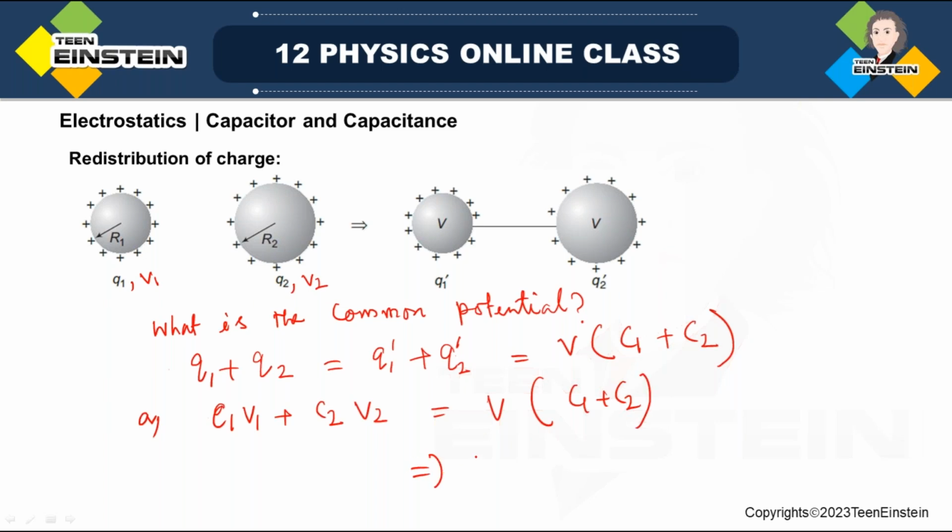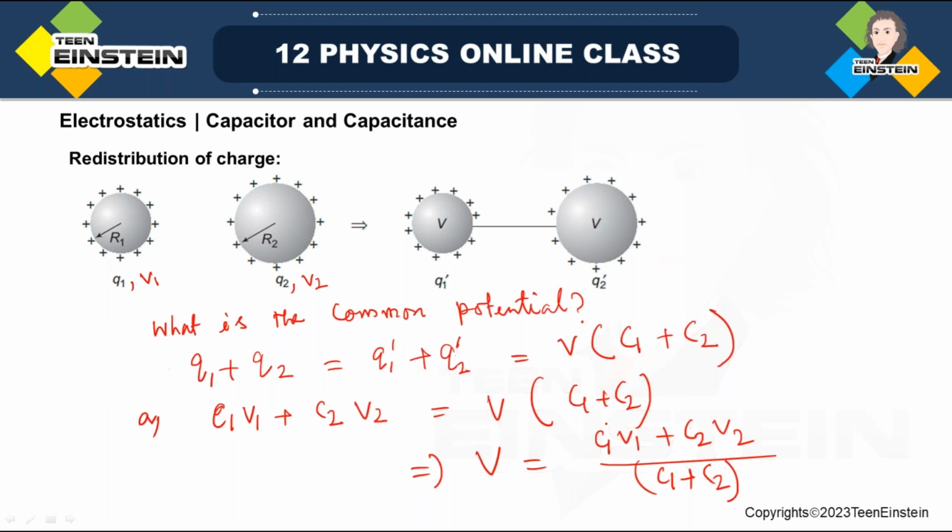From here I can easily find out what is V, capital V. V is the common potential. That is what we had to calculate. So C1 V1 plus C2 V2 divided by C1 plus C2.